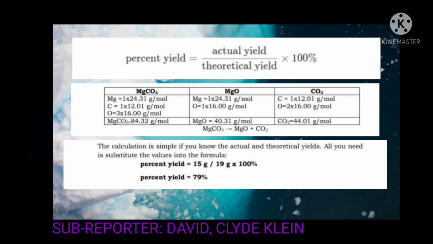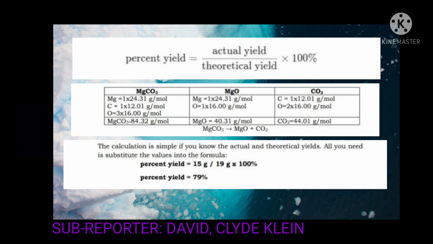Example 3. Calculating theoretical and percent yield. For example, the decomposition of magnesium carbonate, MgCO3, forms 15 grams of magnesium oxide. In the experiment, the theoretical yield is known to be 19 grams. What is the percent yield of magnesium oxide? What is the percent yield of the reaction?